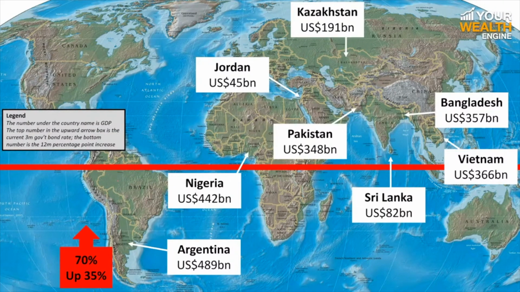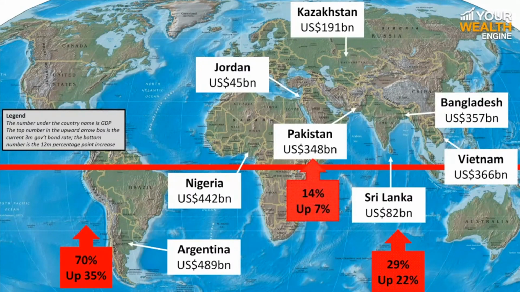So now I want to add in an arrow, and you can see for Argentina, the top number in that upper arrow box is the current 3-month government bond rate. So you can see it's 70% government bond rate right now in Argentina. And the number below is how much it's up. So it's up by basically doubled. It's up by 35% compared to 12 months ago. Sri Lanka is at 29% for short-term government bond rate, and it's up 22%. So a massive increase.